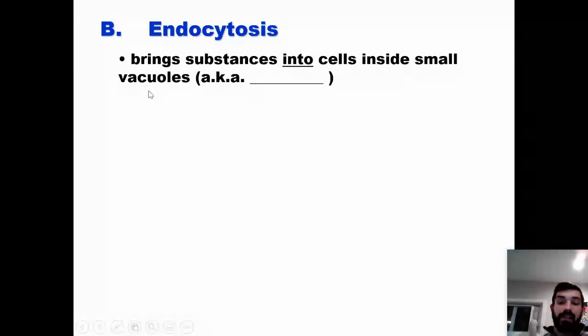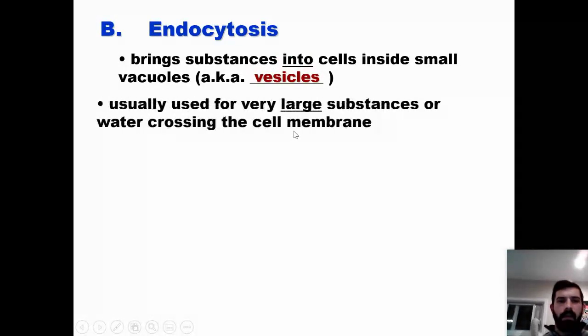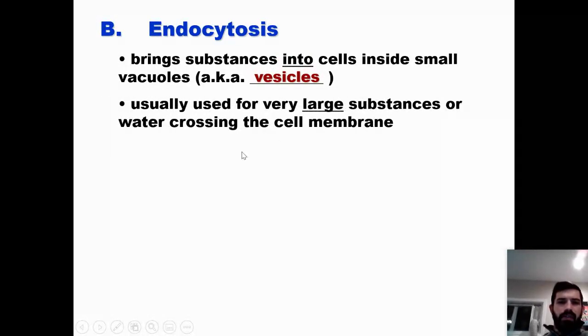This brings substances into the cell inside of small vacuoles, kind of like little pockets or vesicles. It's usually used for very large substances or water crossing the cell membrane, like food. It's used to bring food into the cell so that it can break it down into glucose and use that glucose to help start cellular respiration.